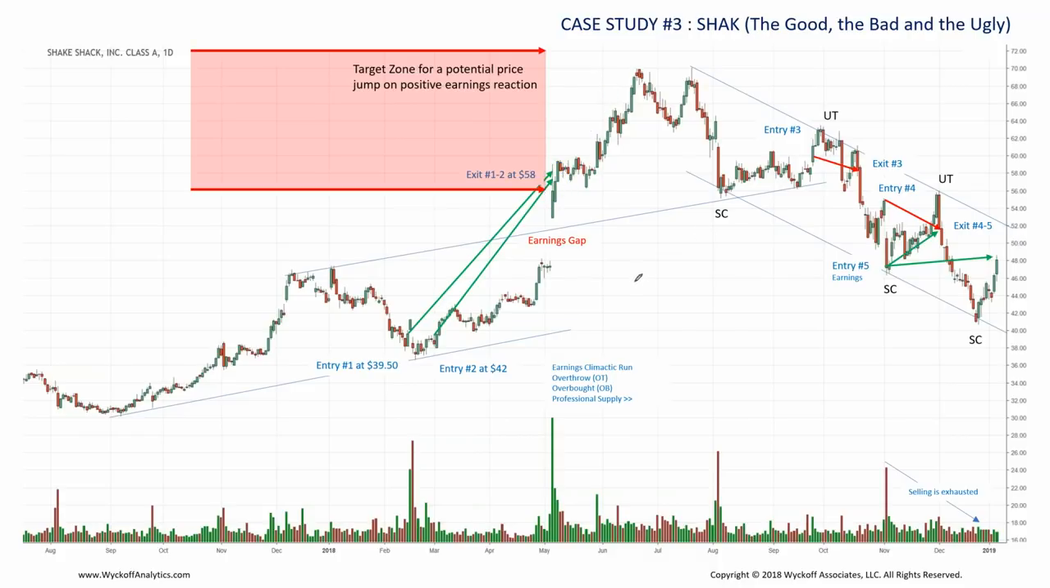But the next series of trades that followed were in a different environment. Remember, the market environment from the February, March, April lows, where we had absorption in the market of the supply. So that was favorable for this trade. What happens next is not as favorable.